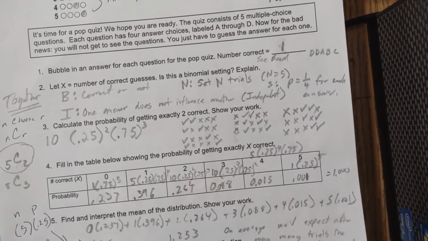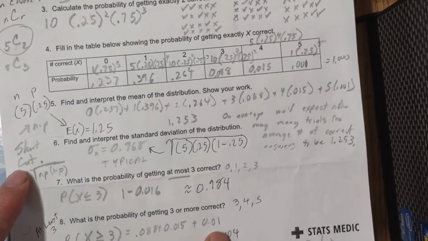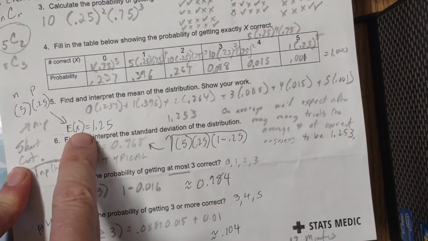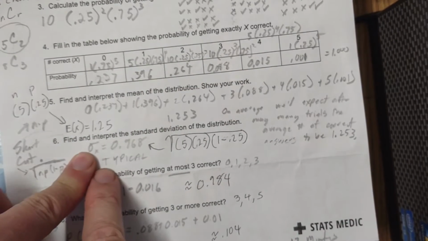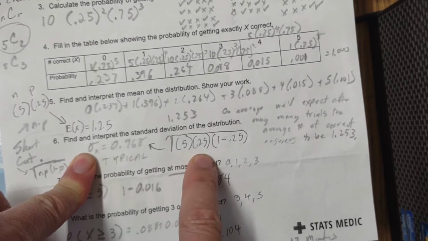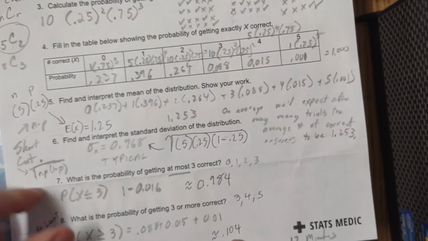This rest of this I'm hoping is kind of transparent. There's some shortcuts down here for figuring out expected value, so you don't have to add up the whole table. And there's definitely a shortcut that you need to know for figuring out standard deviation. Okay, so look at that carefully. You want to know what those shortcuts are.